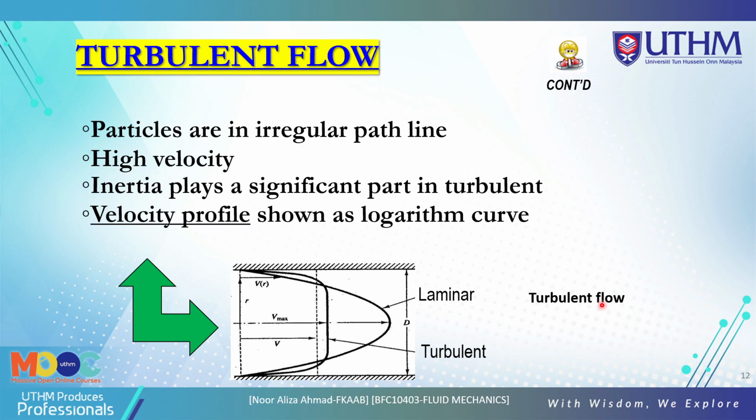Okay, for turbulent flow, particles are in an irregular path line. It has high velocity, and inertia plays a significant part in turbulence. The velocity profile is shown as a logarithmic curve. So this is the turbulent flow here, where the Reynolds number is more than 4000.